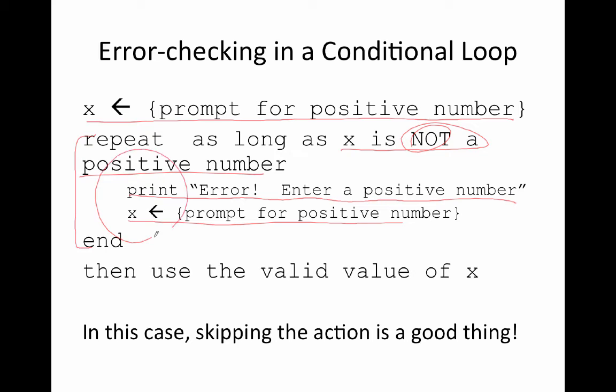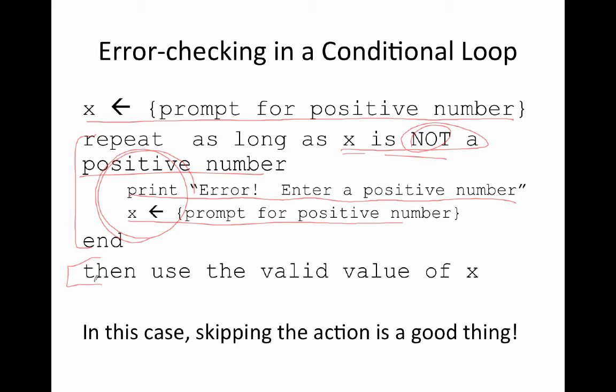So as long as the user is not entering a positive number, we're going to keep saying error, enter a positive number, and keep prompting the user until the user finally does enter a positive number. That will make the condition false when it finally is a positive number. So then we'll go down to the action after the loop and use the valid value of x.